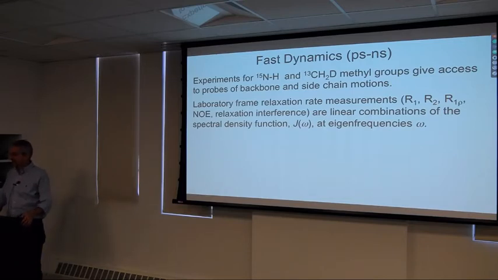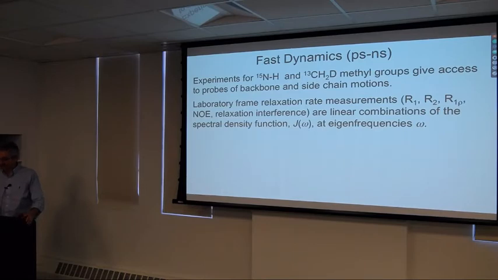That seems simple enough, but remember, what was J of omega? J of omega was the Fourier transform, i.e. the integral, of a correlation function, and the correlation function was the ensemble average of the fluctuations at two different times. So we're trying to learn about the fluctuations, but we're looking back through two kinds of averaging processes, an integration and an ensemble averaging.